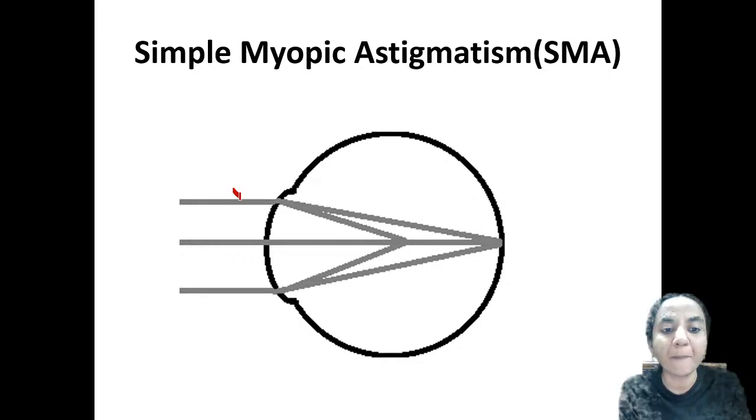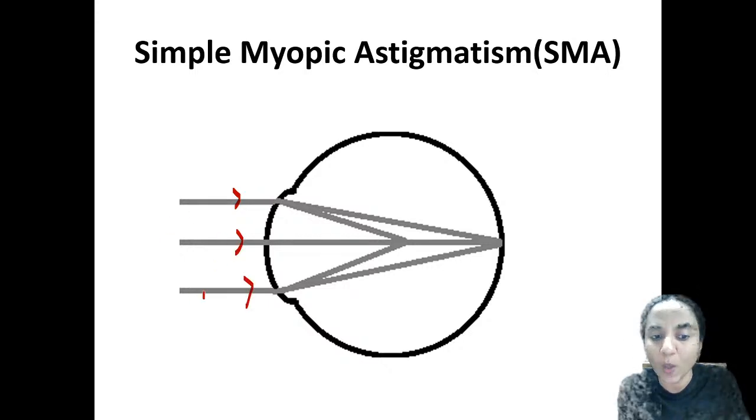See, when you see the parallel set of rays, they have come in as a single set of rays. But inside the eye, they have split into two parts so that you have two focal points. That is, you have F1, which is here, and you have F2, which is here.